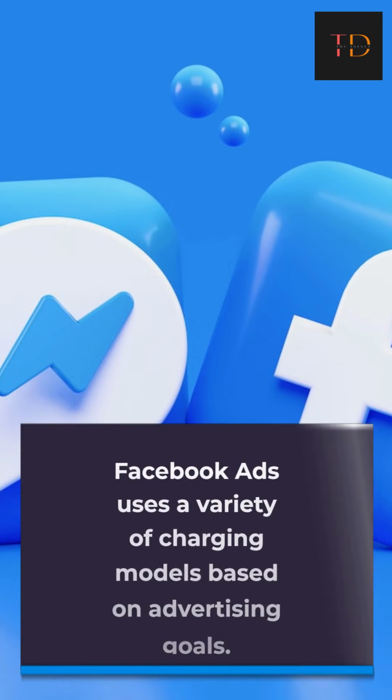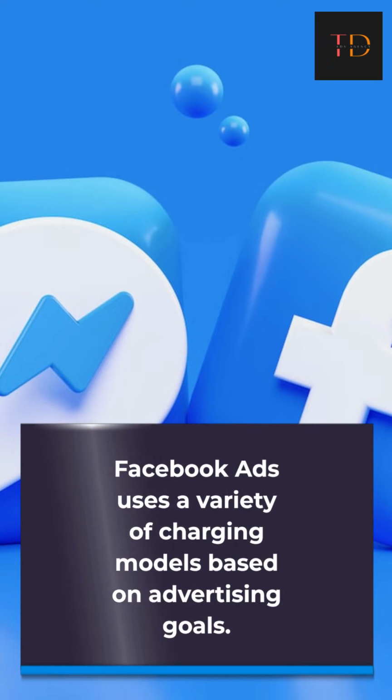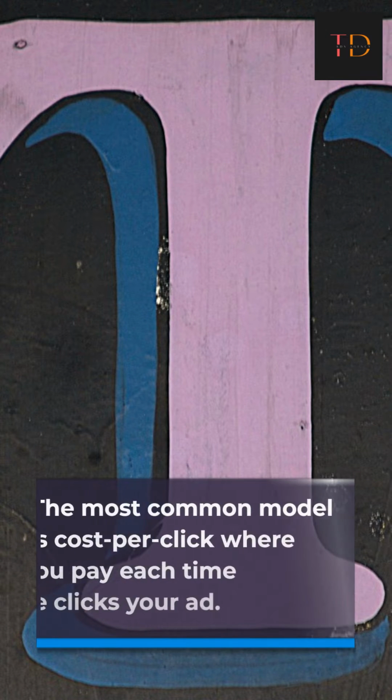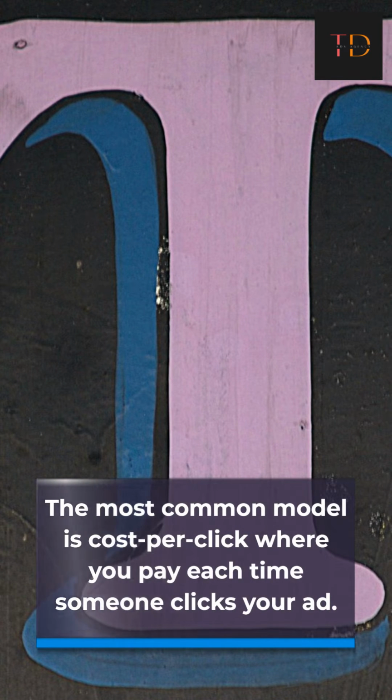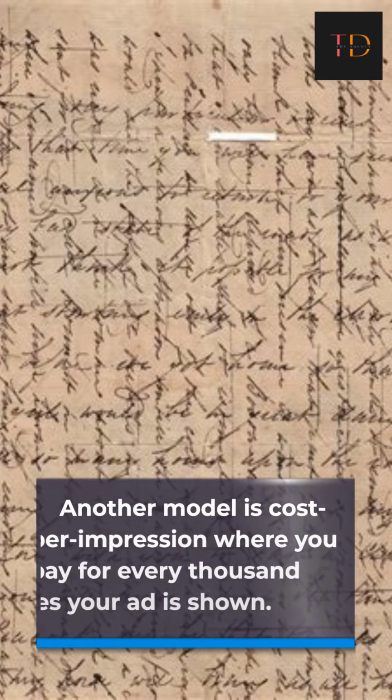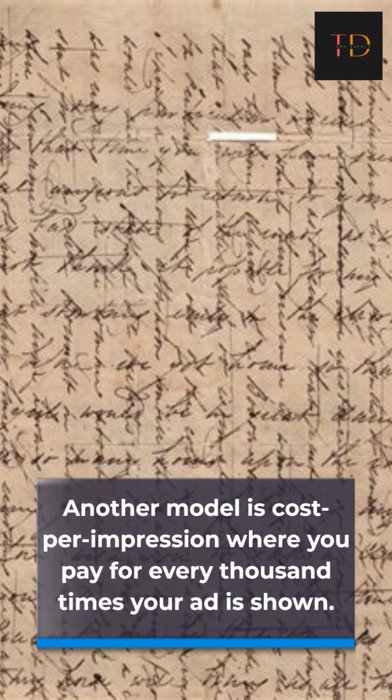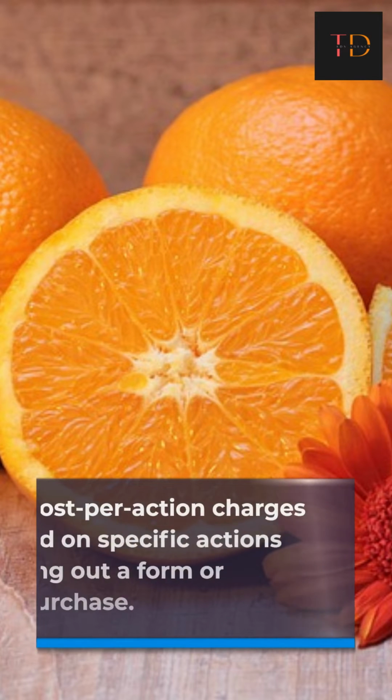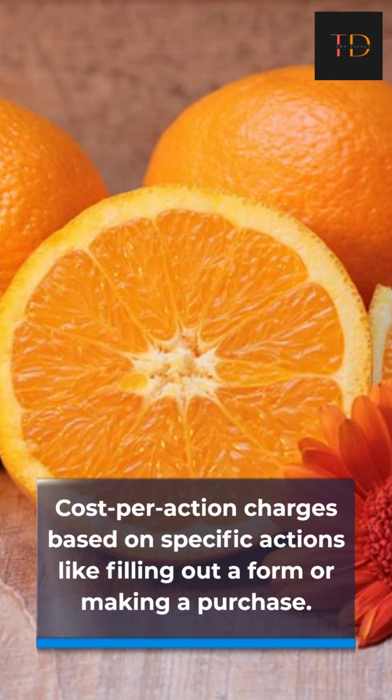Facebook ads uses a variety of charging models based on advertising goals. The most common model is cost per click, where you pay each time someone clicks your ad. Another model is cost per impression, where you pay for every 1,000 times your ad is shown. Cost per action charges based on specific actions like filling out a form or making a purchase.